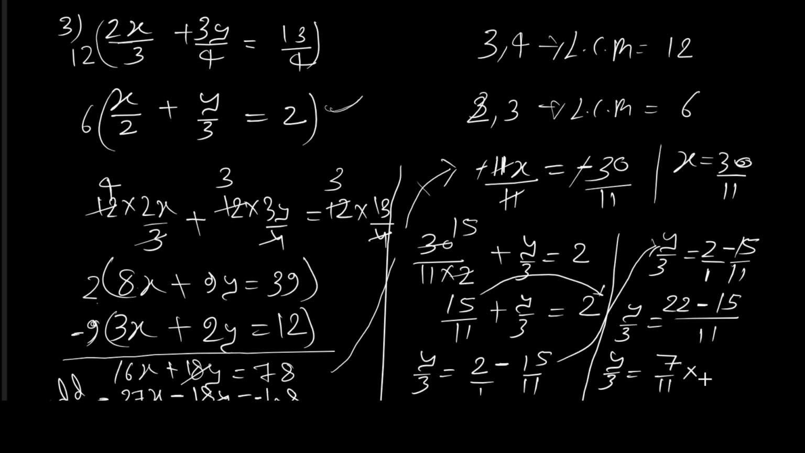Now I'm going to multiply both sides of the equation by 3 to eliminate this 3. So this 3 and this 3 will cancel out. So here we have 21 over 11. So these are our answers: this is the value of y, and this is the value of x.